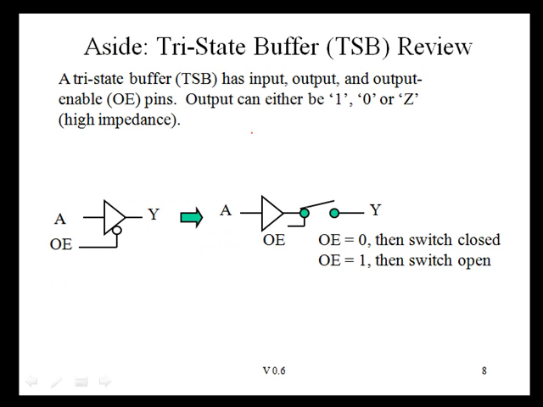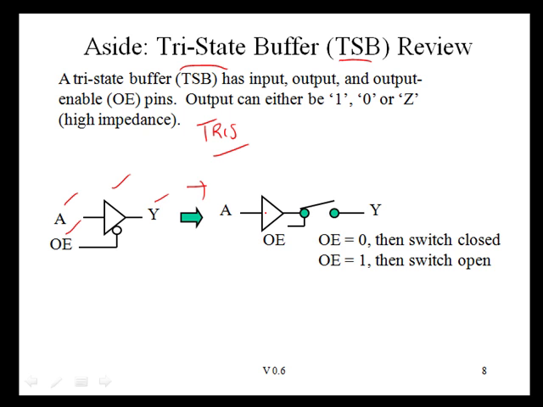Before we go any further, let's try to understand how a parallel I/O pin can function as either an input or an output via the TRIS bit setting. By the way, TRIS is shorthand for tri-state. So we need to review what a tri-state buffer is. This device right here is a tri-state buffer. It has an input A, another input called output enable, and an output Y.